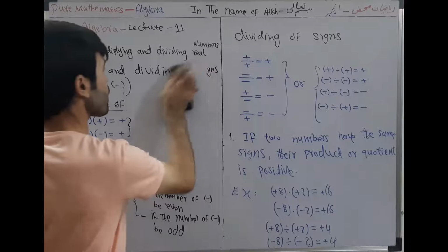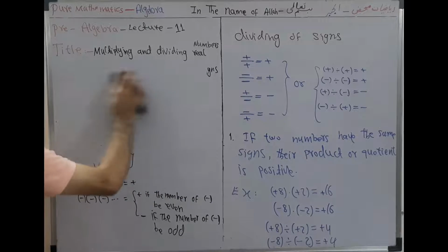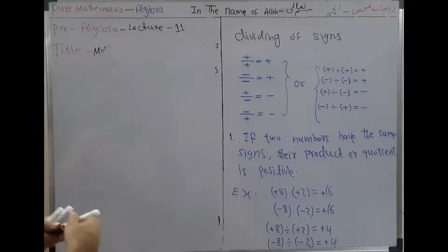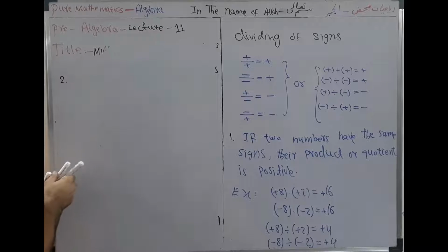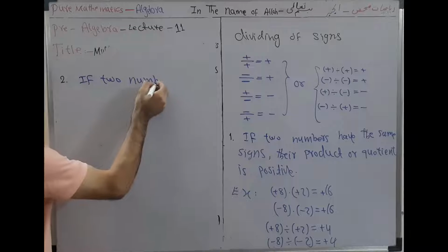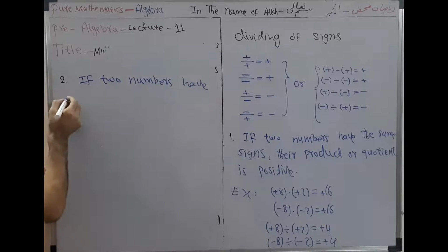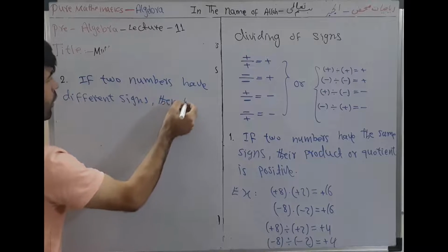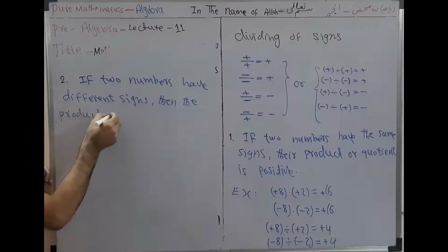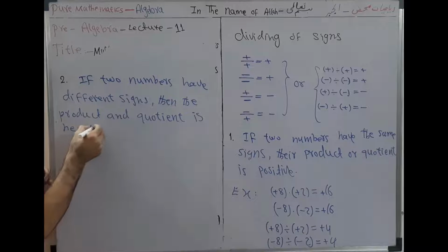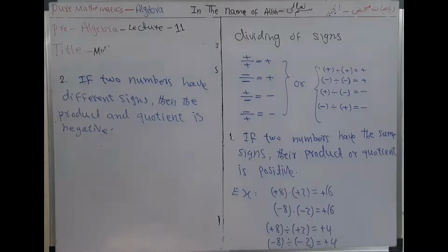Second rule: if two numbers have different signs, then the product and quotient is negative.